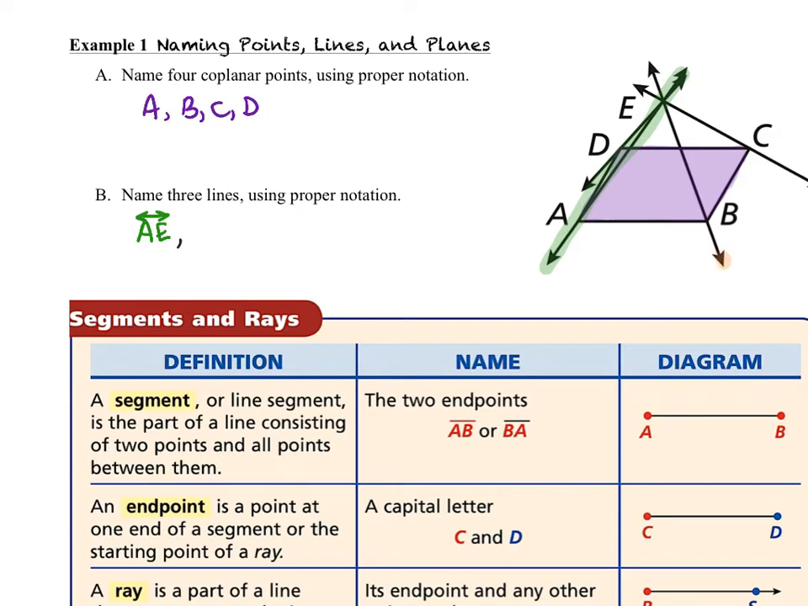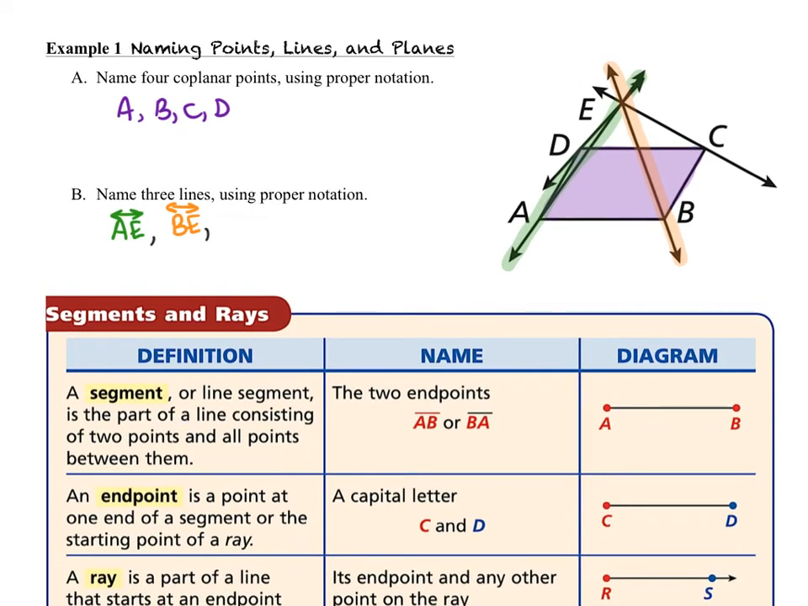We see another line that goes through points B and E, and we are going to name that line BE. We could have also called it line EB. Would work out exactly the same. We were asked for 3 lines, so we need one more, and we have a third line that goes through points E and C, so we can call that one line CE. Remember, we can also call it line EC. The order doesn't matter when it comes to lines, but it does matter when it comes to rays, so just keep that in the back of your mind.